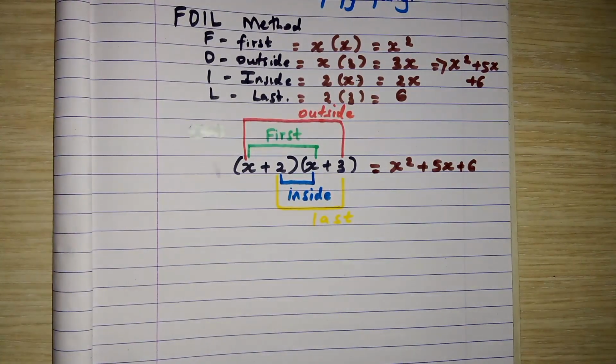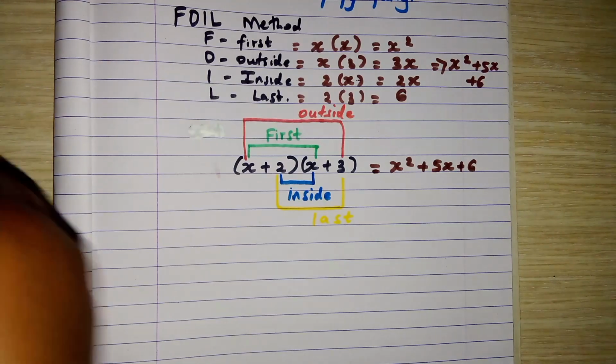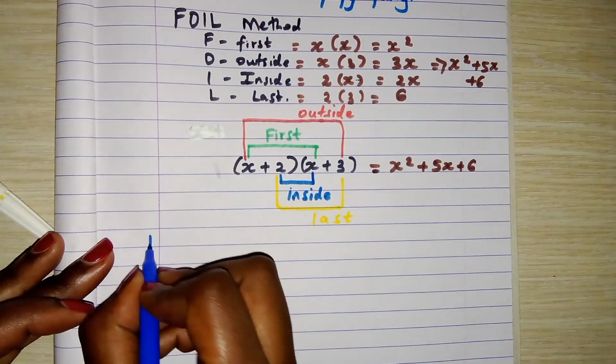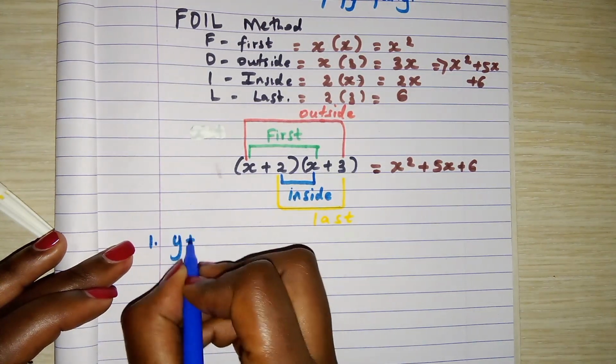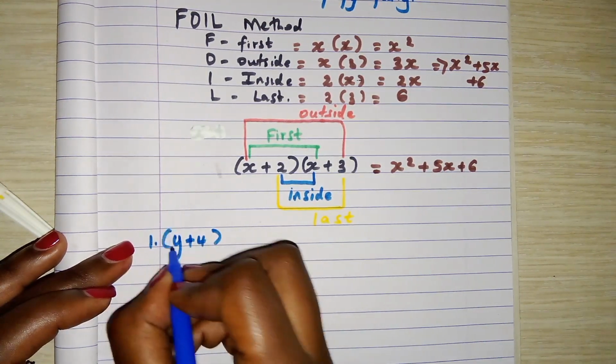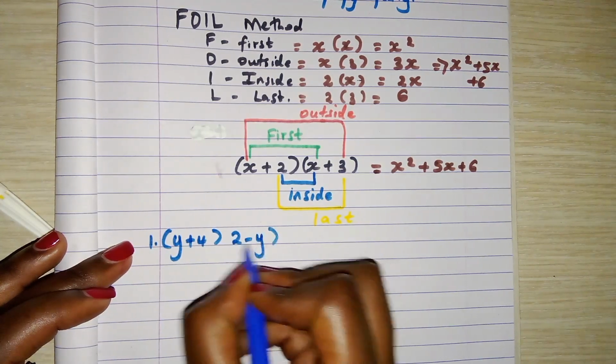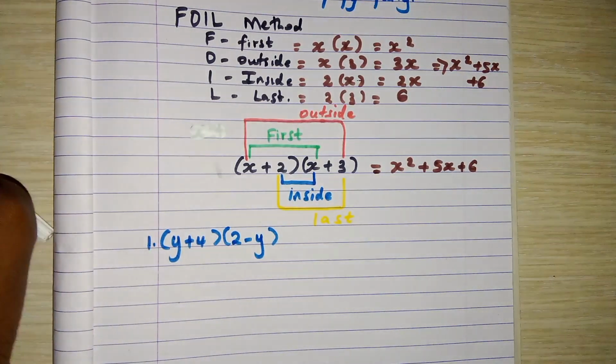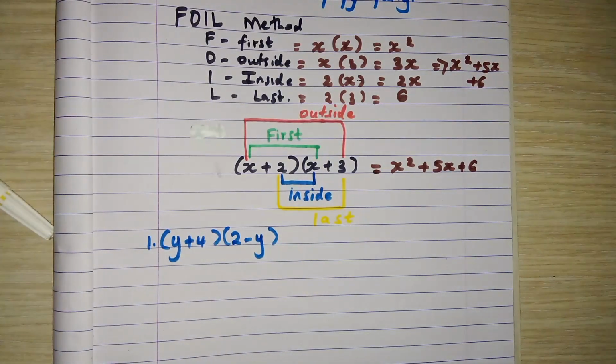Okay, so let's do another exam. Now you can do some questions, and remember to pause the video, try it out, and I know you'll get it. So y plus 4 and 2 minus y. I'm going to use the first question with the different colors.